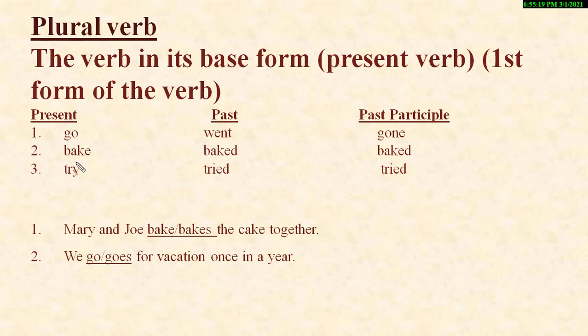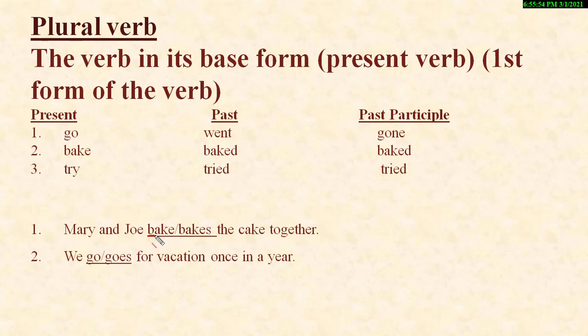The next verb is bake. Bake is a plural verb because it is in its present form. The next verb is try. Try, as it is the first form of the verb, so it's a plural verb. And we always use the plural verb with the plural subject. Like we have the first sentence here. Mary and Joe bake or bakes the cake together. Here the subject is plural as we have two persons here. So we should use the plural verb here.